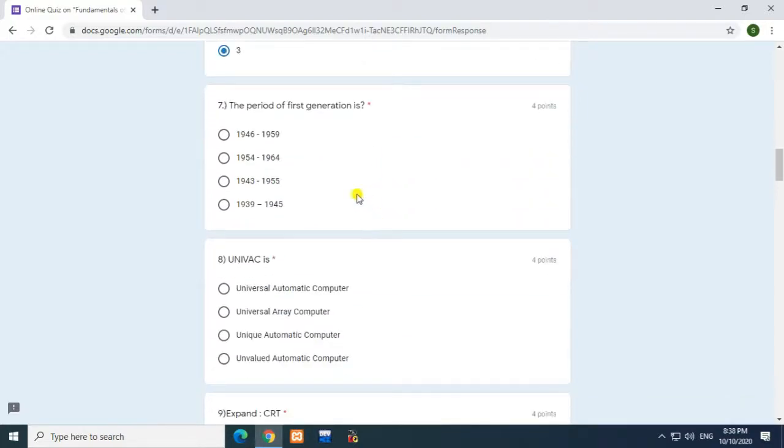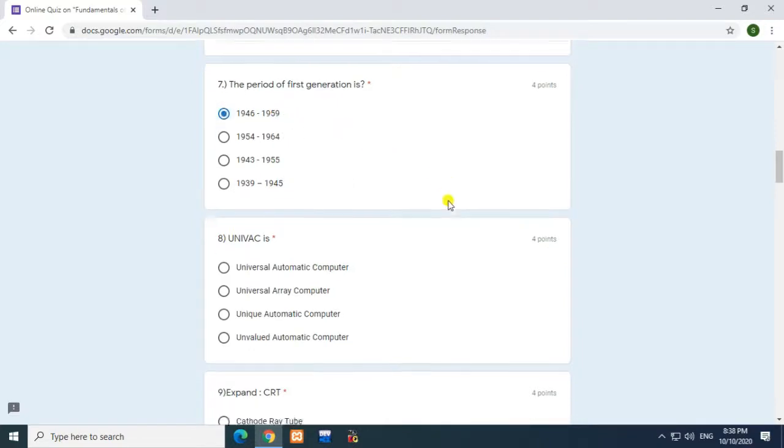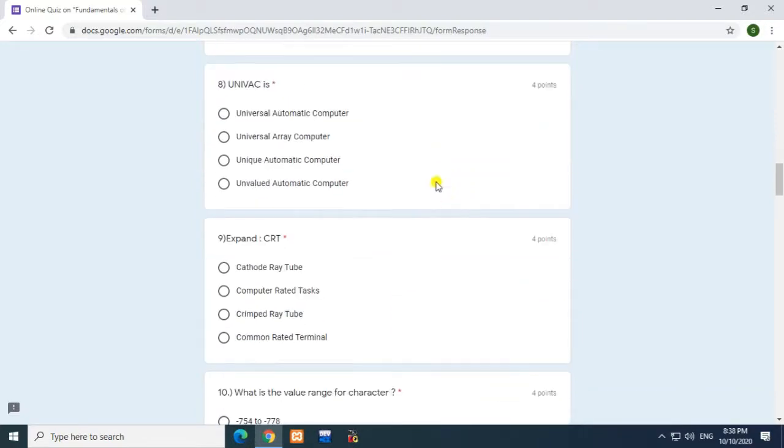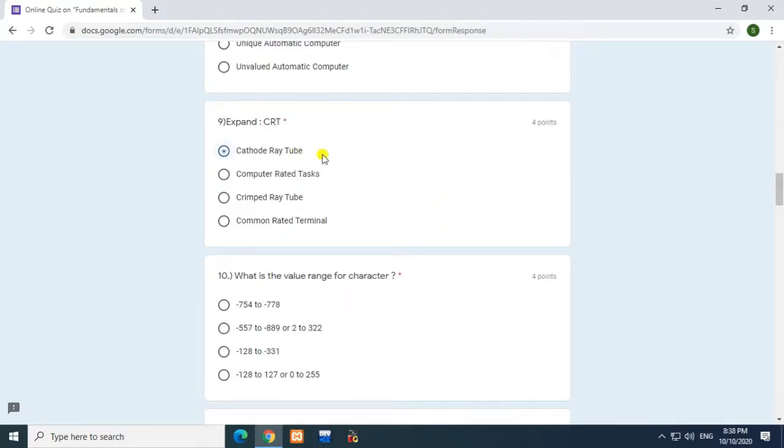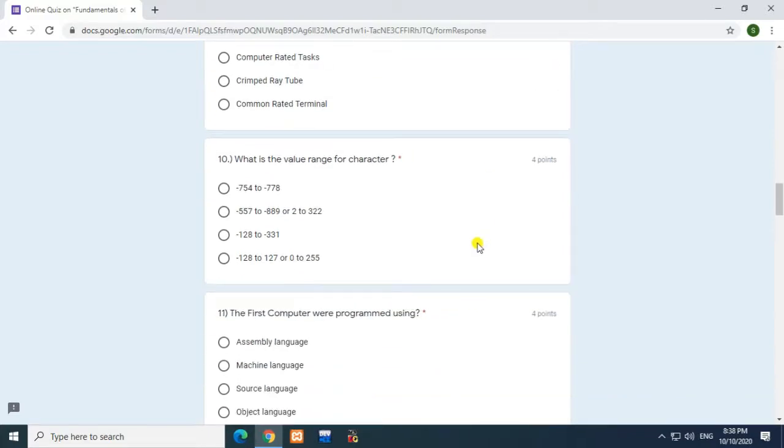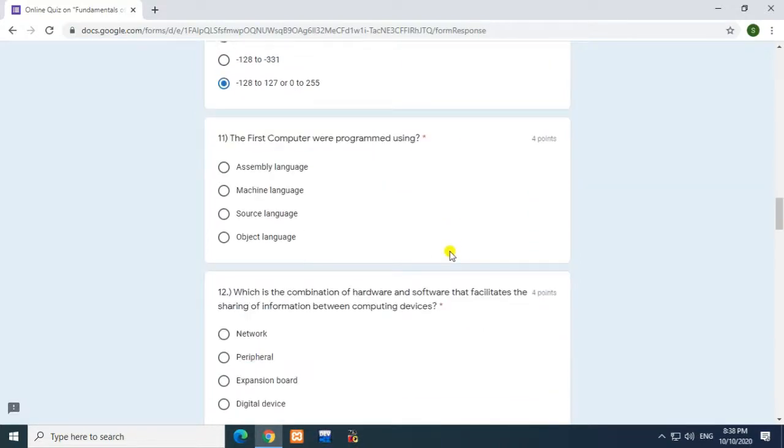Question 7. The period of first generation is. Answer 1946-1959. Question 8. UNIVAC is. Answer Universal Automatic Computer. Question 9. Expand CRT. Answer Cathode Ray Tube. Question 10. What is the value range for character? Answer -128 to 127 or 0 to 255.